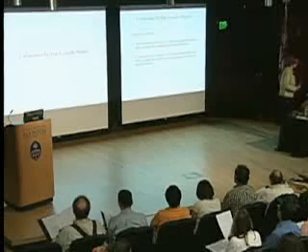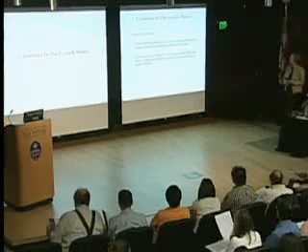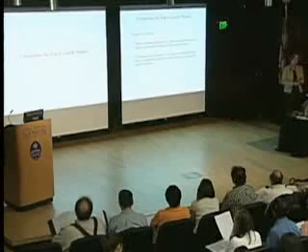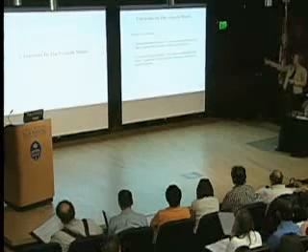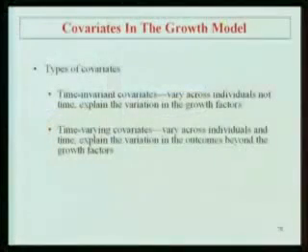And I think Ben mentioned this before. There are two types of covariates. Time invariant, so they don't vary over time, they just vary over individuals. And then time varying, which vary over time and individuals.